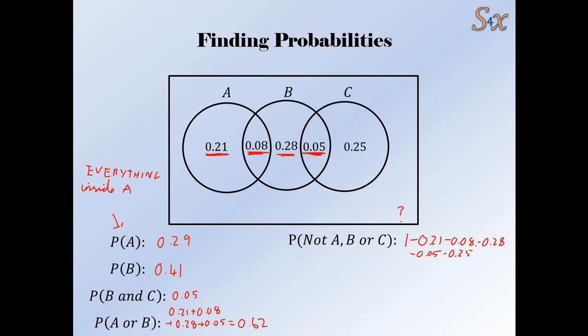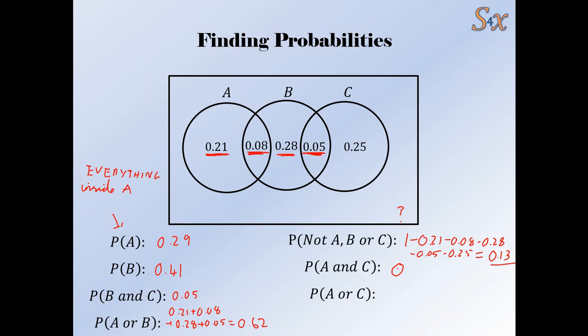So I'll stick that in the calculator. And I get 0.13. Okay, so that's 13% of people who don't do A or B or C, don't fit into A or B or C. What about the probability of A and C? Trick question, this one. A and C, there's no overlap, is there? They never overlap each other. They both overlap with B, but A and C never overlap. So there's 0% of people in there. No one does A and C.